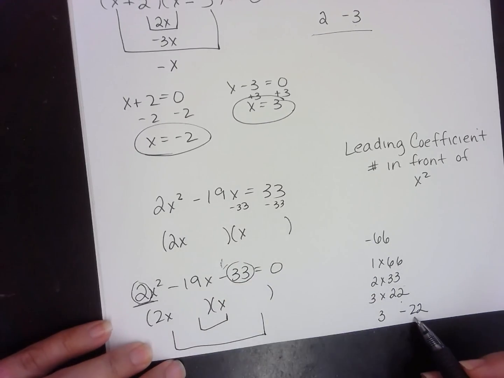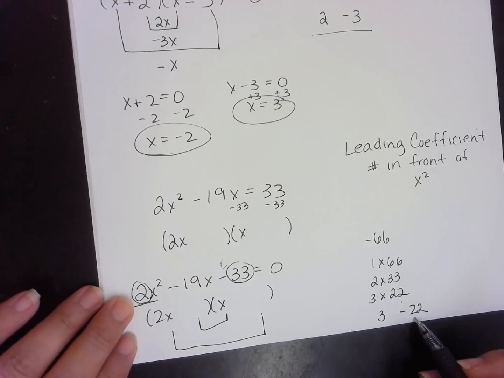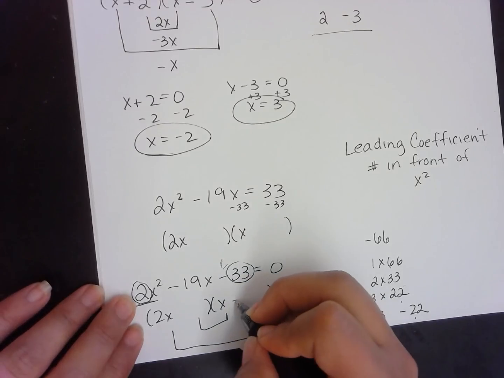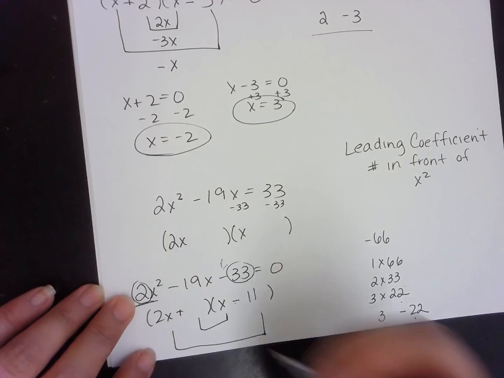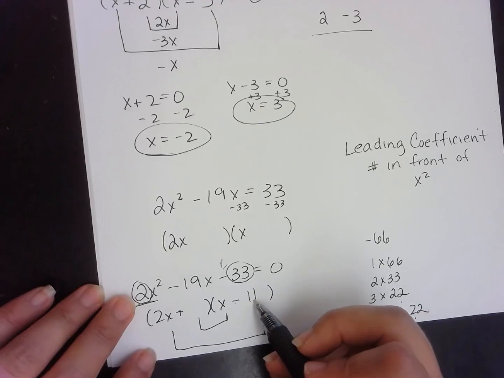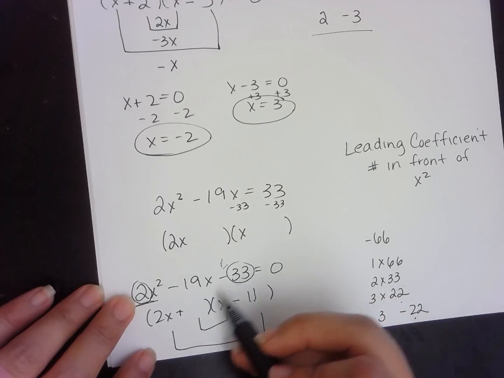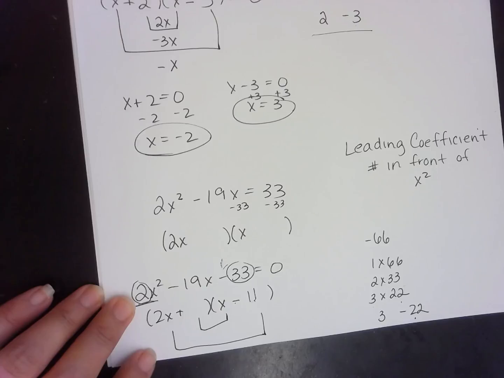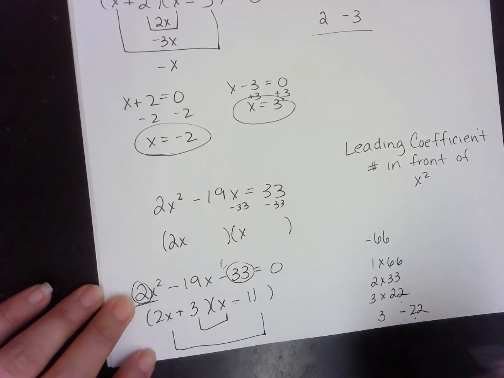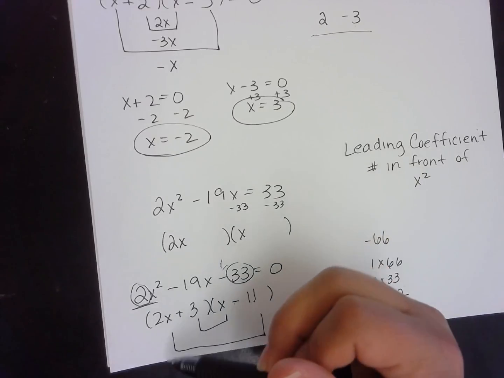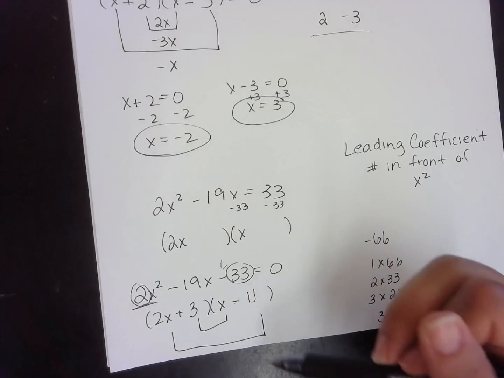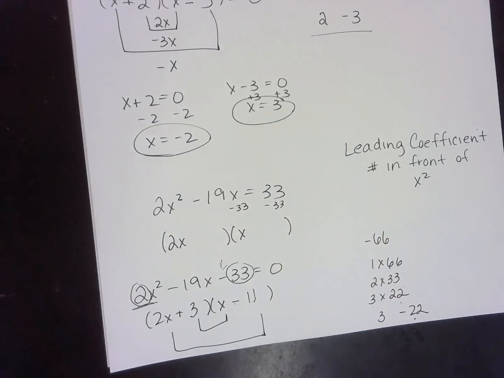So if this is going to be negative 22, it seems pretty obvious that this has to be negative 11, because 2 times negative 11 will give me 22. And then if I put the other piece here, so if I have negative 11, I need to multiply it by something that's going to give me negative 33, so that means that a plus 3 has to be there. Now I can check my middle terms again, so this is 3x and then this is minus 22, and I do in fact get negative 19 in the middle.